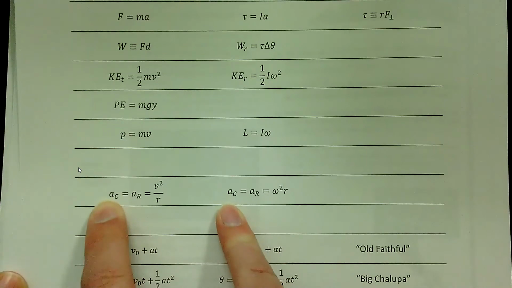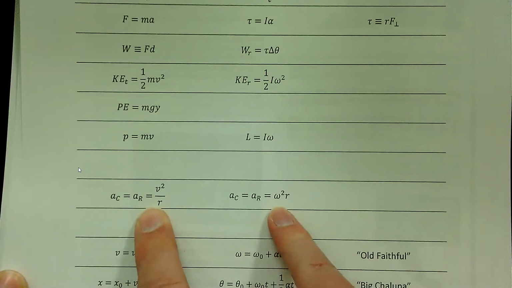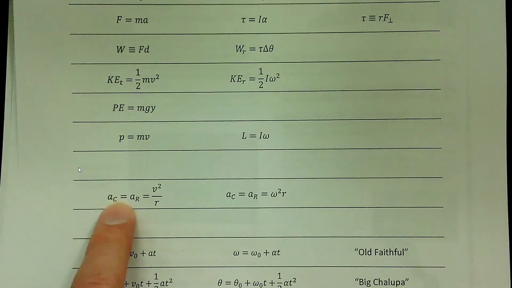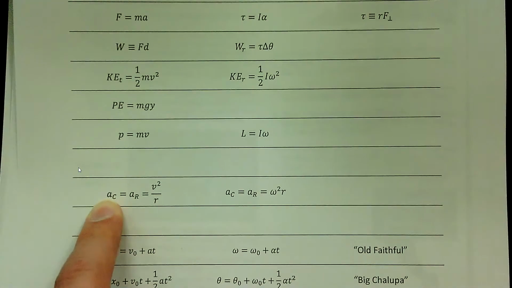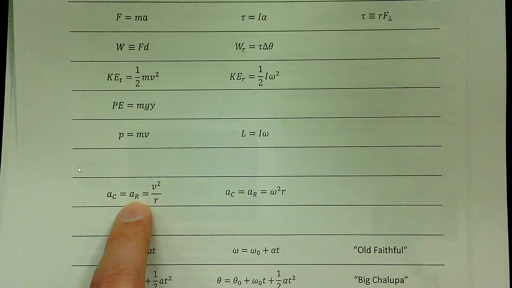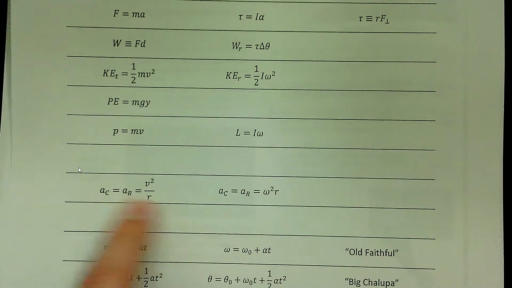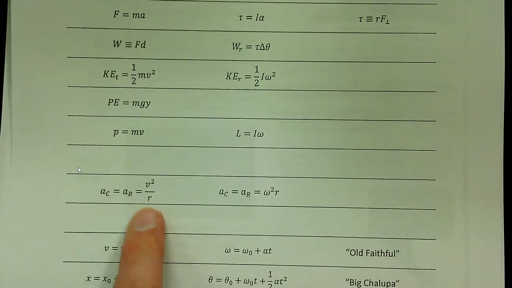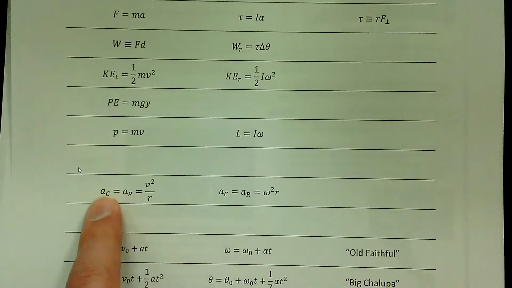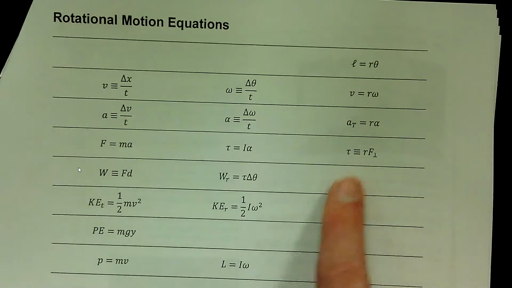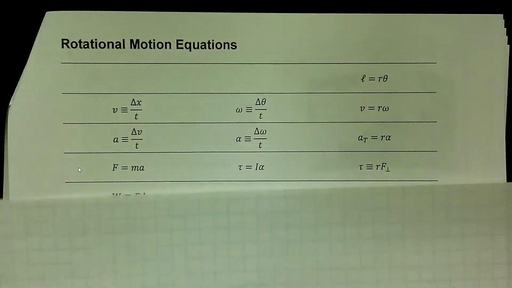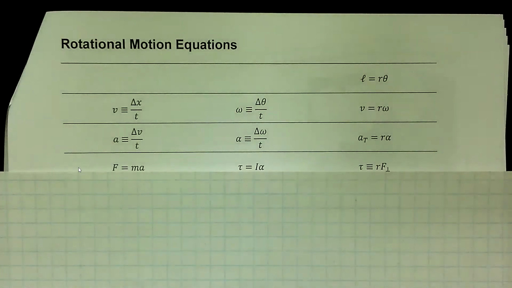Centripetal acceleration is V squared over R or omega squared R. I just want you to notice the way I wrote it on here. So centripetal acceleration is usually the word that we're used to using. Sometimes the book will talk about radial acceleration. They're the same thing, right? It's called radial acceleration because it goes along the radius. But centripetal acceleration or radial acceleration are the same thing. And then remember we talked about tangential acceleration.